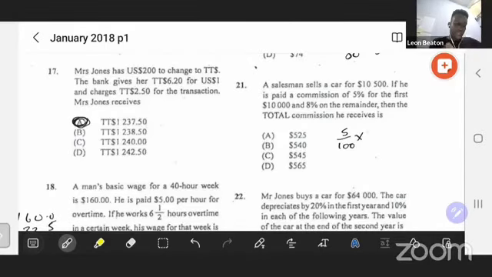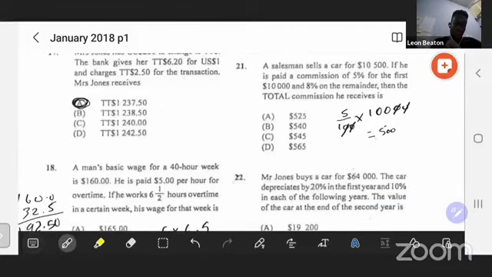And then it said he's paid 8% on the remainder. So the remainder here will be $500, because the car is 10,500 and 10,000 is taken, so it's 500. This would be 8 over 100 times 500. This zero with that zero, this zero with that zero, 8 5s, 40. So the man received a commission of 40 plus 500, which is $540.